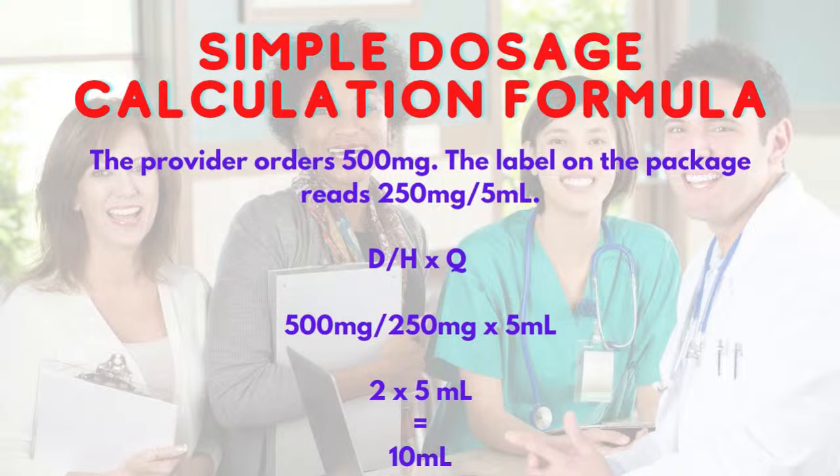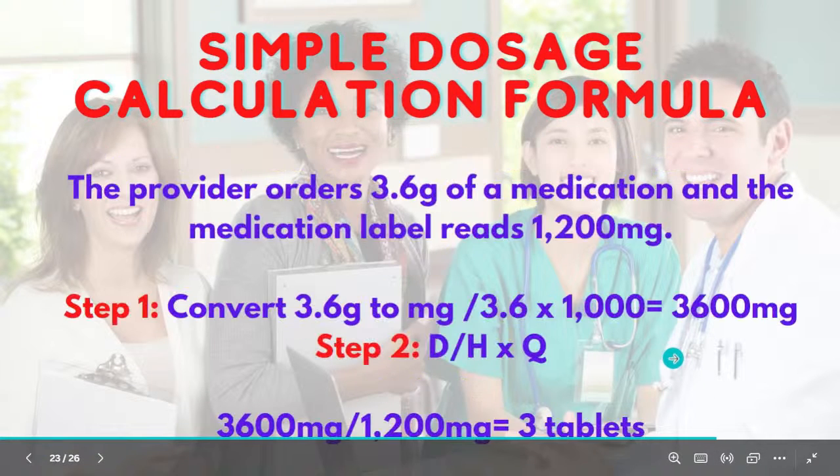10 milliliters. All right. And based on what we know about converting milliliters to teaspoons, we know that that would be 2 teaspoons, because there are 5 milliliters in 1 teaspoon, right?